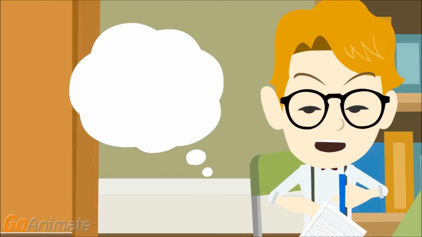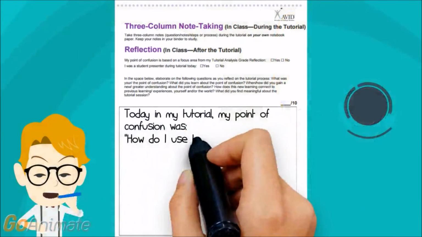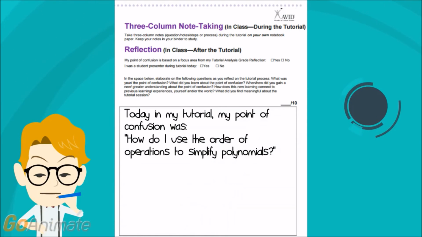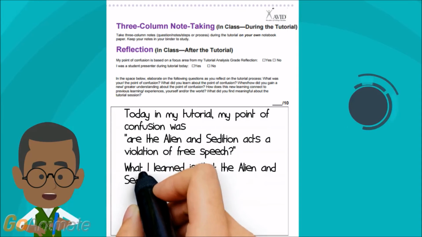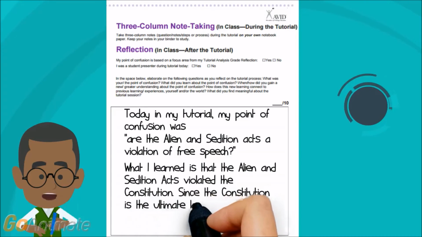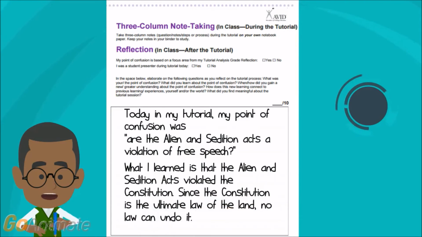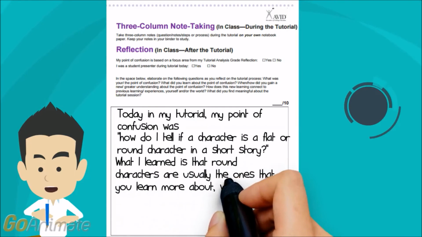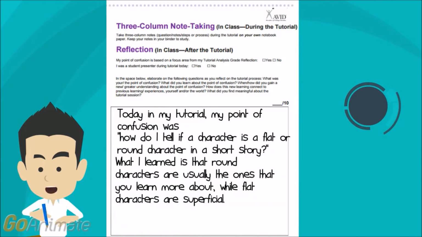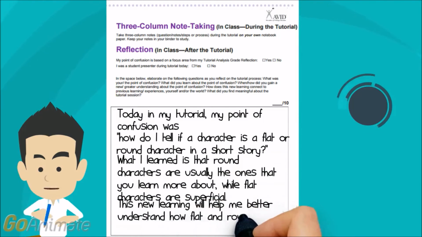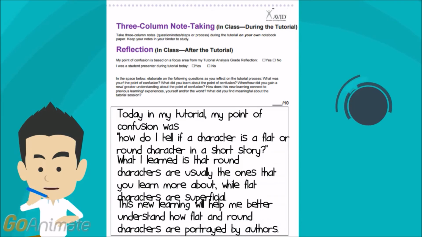Thank you. Today in the tutorial, my point of confusion was, how do I use the order of operations to simplify polynomials? What I learned is that the Alien and Sedition Acts violated the Constitution. Since the Constitution is the ultimate law of the land, no law can undo it. What I learned is that round characters are usually the ones that you learn more about, while flat characters are superficial. This new learning will help me better understand how flat and round characters are portrayed by authors.